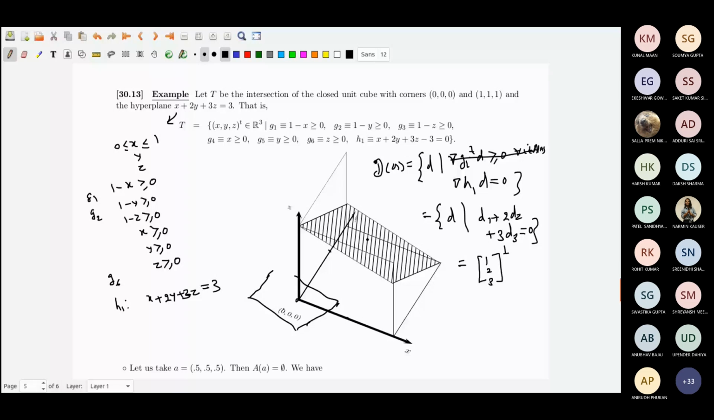What directions? To tell you what the directions are, it is better to imagine you are going along the plane in this direction, along the plane in this direction, along the plane in this direction. So these are the directions.